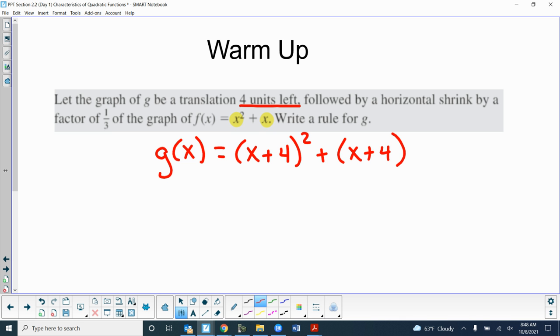Okay? That's a horizontal movement, right? That means we're changing the X. Because which axis is horizontal? The X-axis, okay?